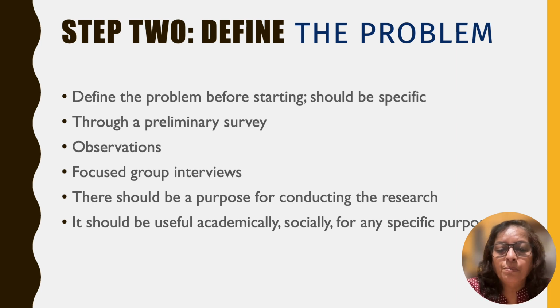You should do it through a preliminary survey or through observation or focus group interviews. There should be a purpose for conducting the research. It should be useful academically, socially, or for any specific purpose. For example, the sales of a product are coming down, or people in a hotel tend to eat only non-vegetarian food, not vegetarian food.